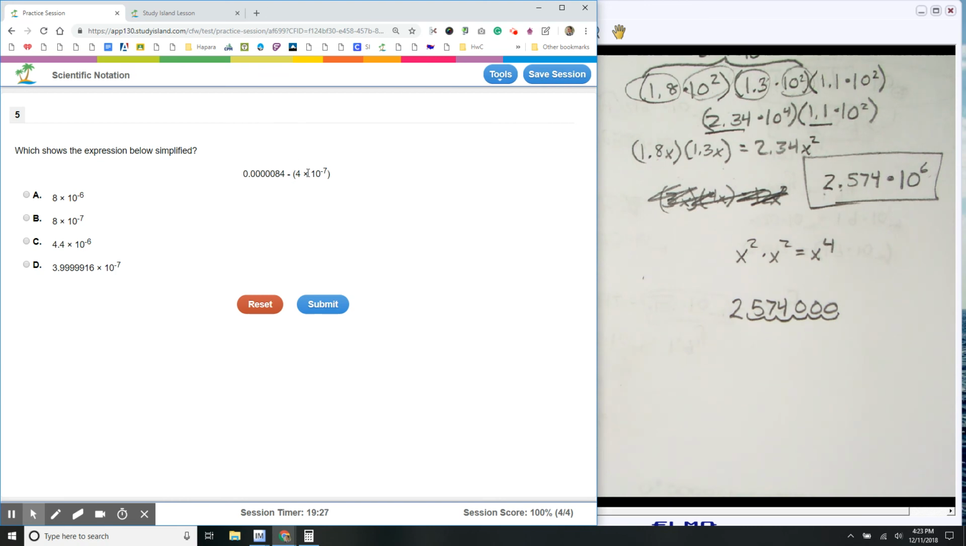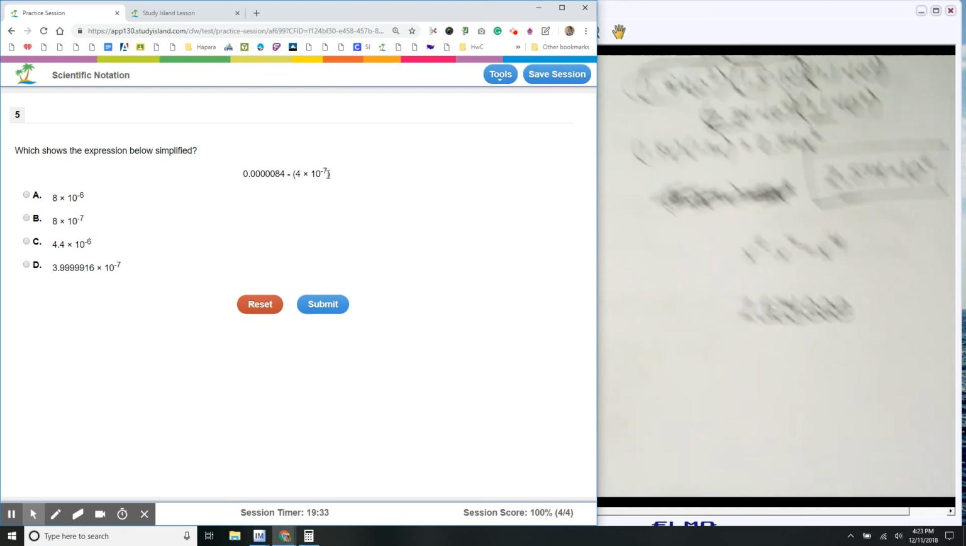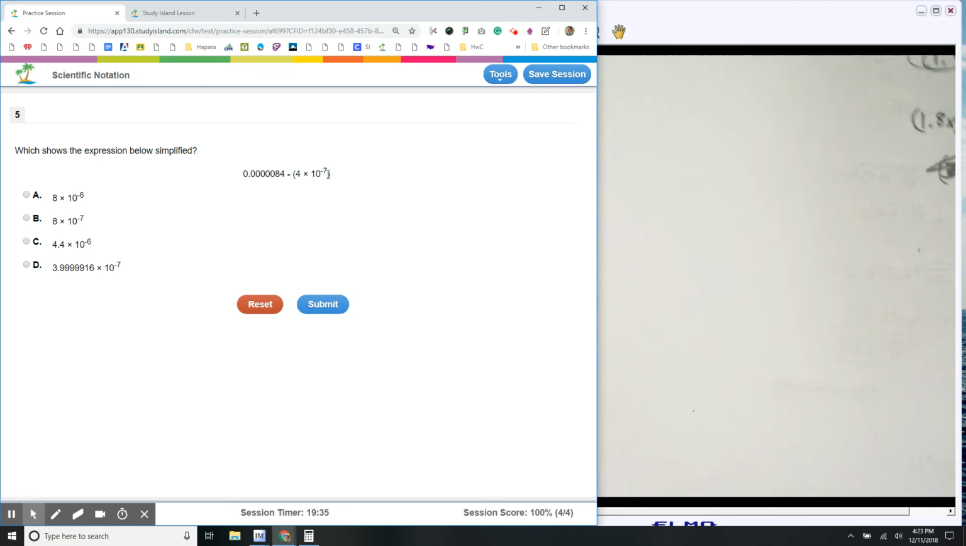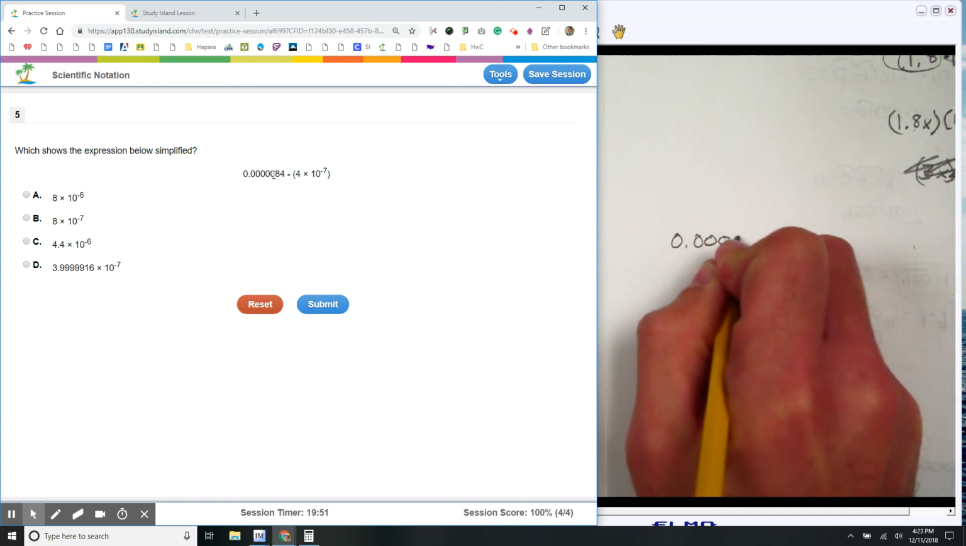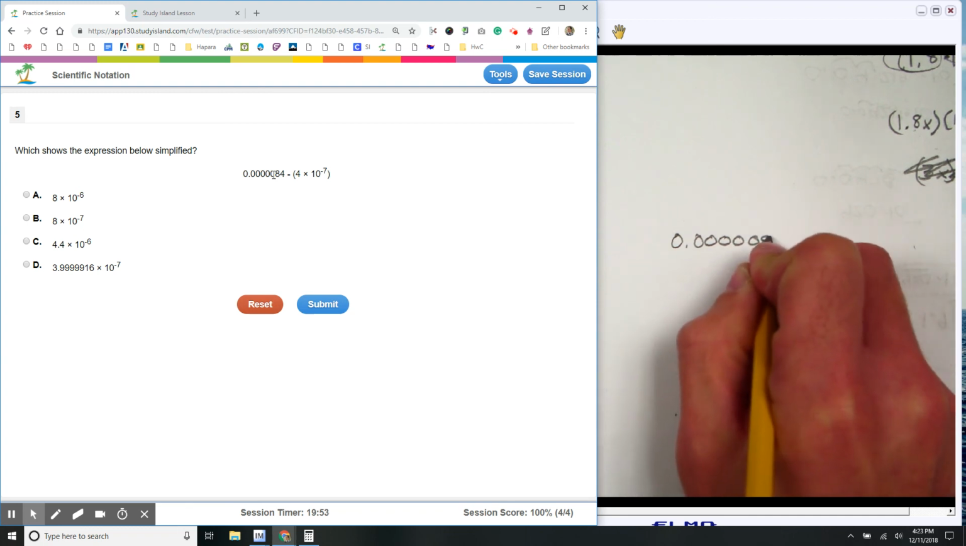We want both things to say times 10 to the negative 7th power. So how do I turn what I've got there, which is 0.000, how many zeros is that? It's like 5 zeros. Let's count them up: 1, 2, 3, 4, 5 zeros and 8, 4. How do I make that times 10 to the negative 7th? So again, I'm going to take 0.1, 2, 3, 4, 5 zeros and an 8, 4.